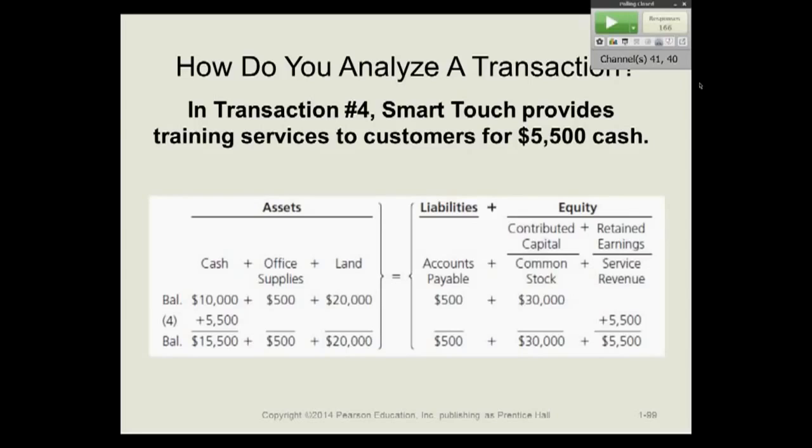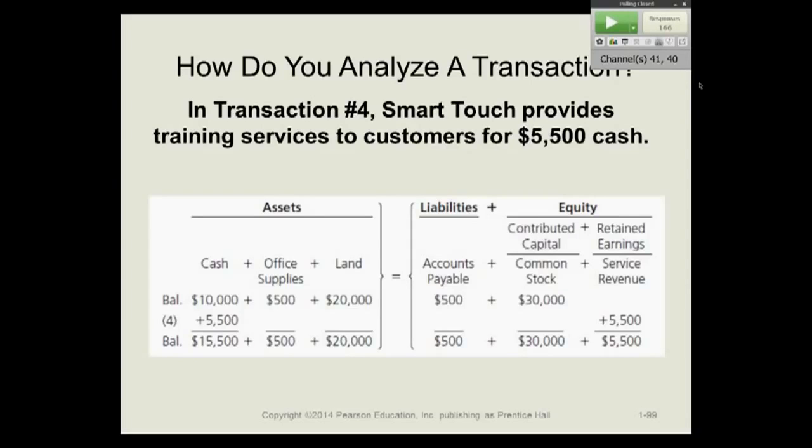Right now, your income is $5,500. You have no expenses. So, and your wealth went up as well. Now, in this case, this is transaction 4. You have $36,000 in total assets and $36,000 in total stockholders' equity. The equation is in balance, and that's the key.